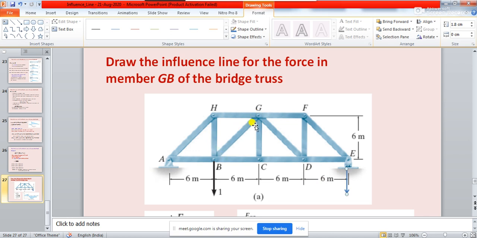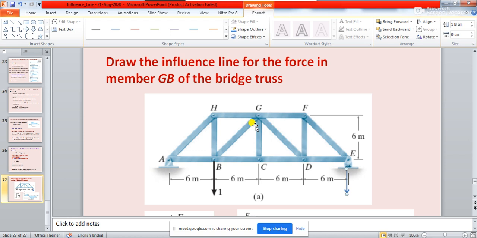Is it okay? Now see, every time you are finding the axial force in the member GB for a different position of the unit load, at different points or joints of the truss. To find the axial force, the easy method is the method of section. Now what is the method of section?